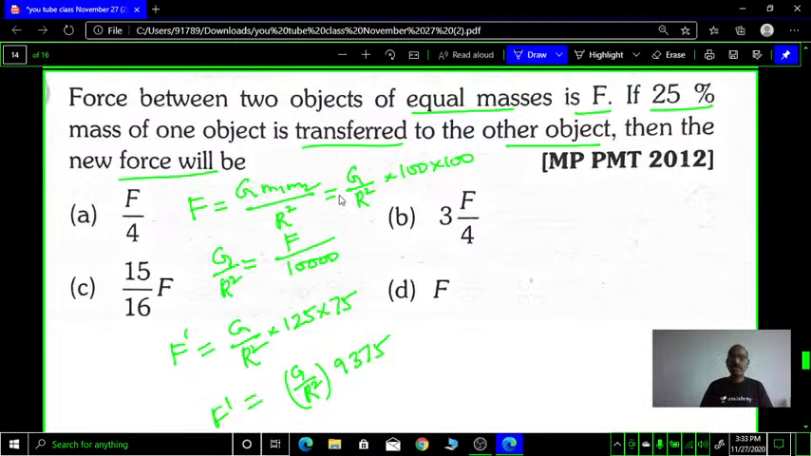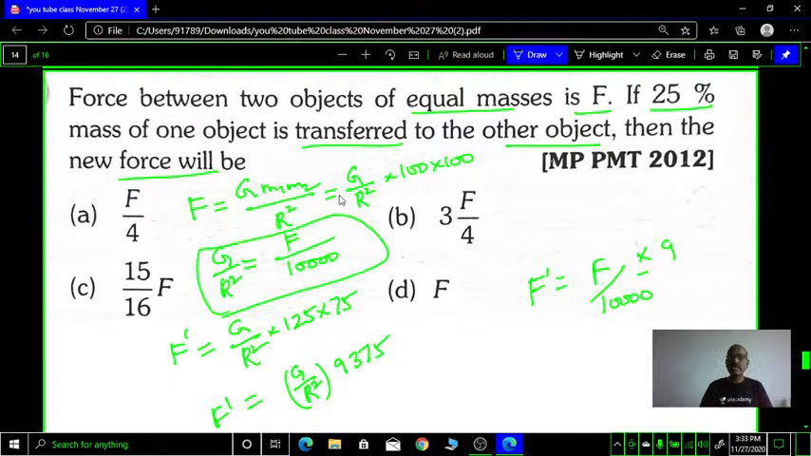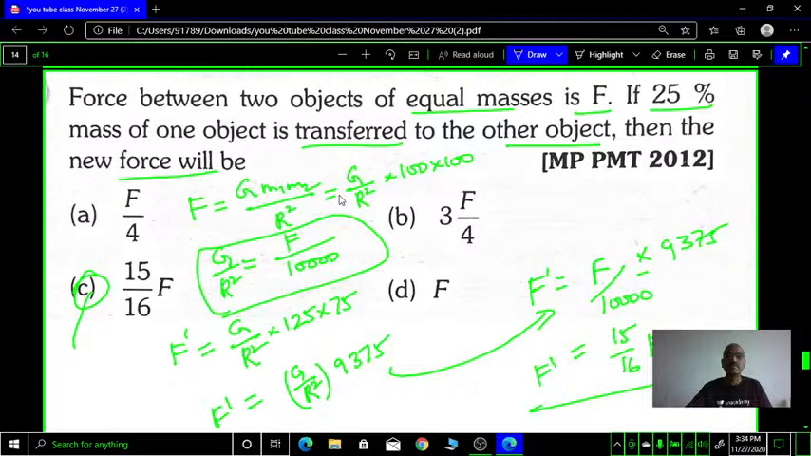That's all. Now F dash equals F by what is given? 10,000 into what is G by R square? Here, G by R square is F by 10,000, which I am substituting. So G by R square is F by 10,000 into 9375. Now 9375 by 10,000, you will get 15 by 16 F. So F dash equal to 15 by 16 F is the correct option.